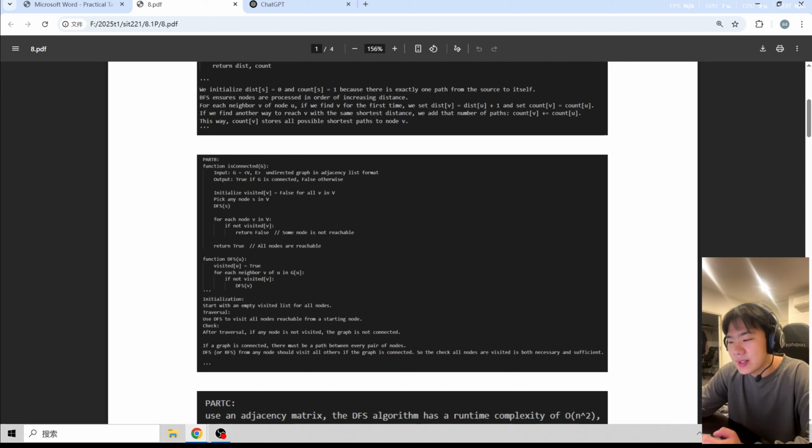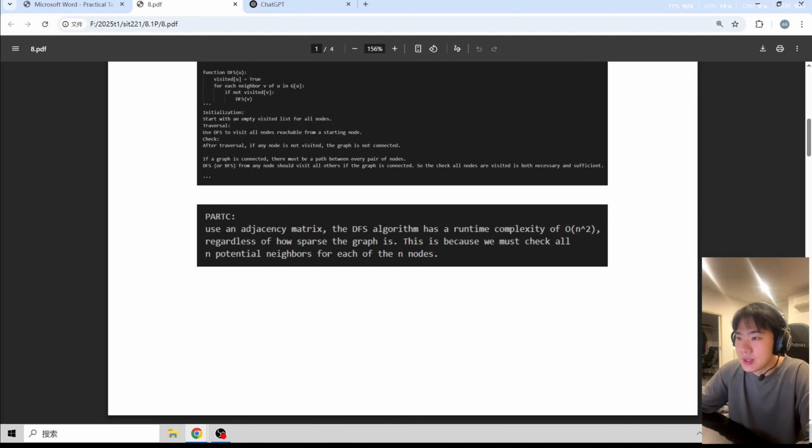We can determine if a communication network is connected by using DFS or BFS. We start from any node and mark all reachable nodes. If at the end every node has been visited, then the network is connected, and the algorithm runs in n plus m time, where n is the number of nodes and m is the number of edges, and that makes it efficient for large networks.